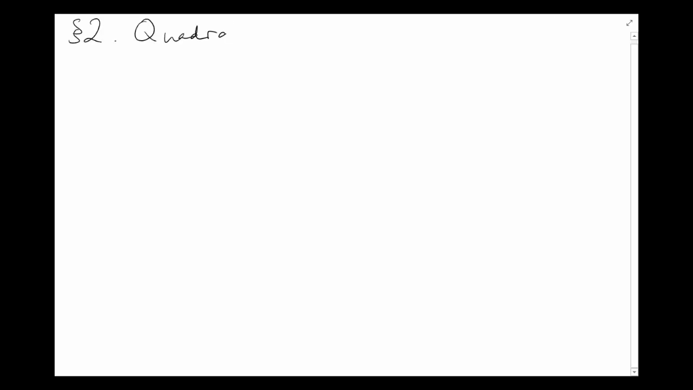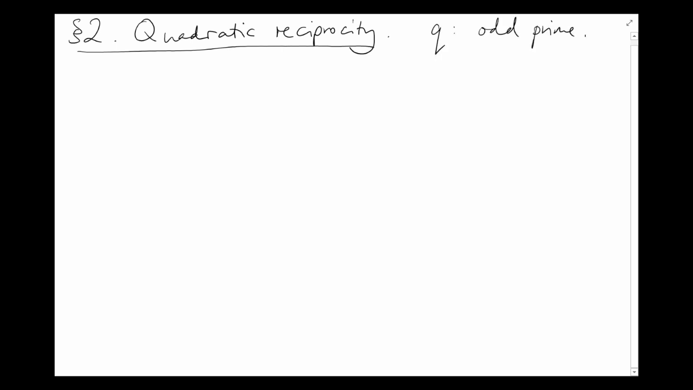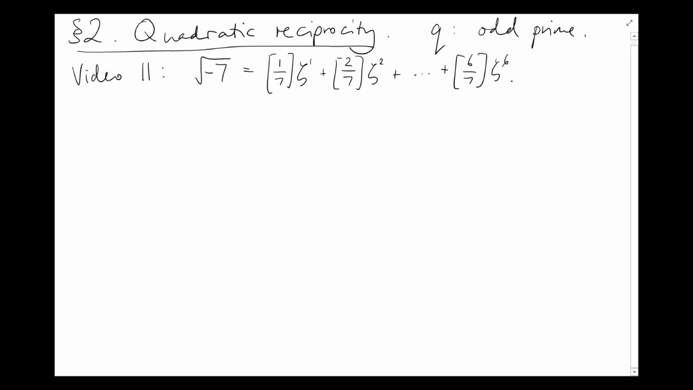Section 2. Quadratic reciprocity. We'll start off by taking q to be an odd prime. Now in video 11, we wrote a square root of minus 7 as a sum of roots of unity. It turned out to be (1/7) zeta to the 1 plus (2/7) zeta squared and so on up to (6/7) zeta to the 6, where zeta was some 7th root of unity. We're going to apply our trick from video 10, raising both sides to the power q plus 1 and then reducing mod q.